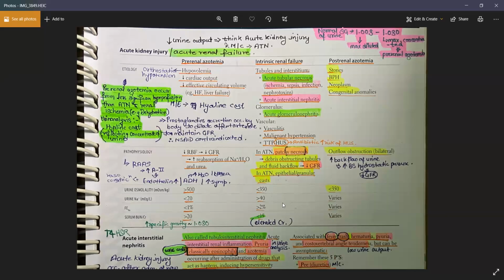Any doubt, please ask. No. Why, why is it... I don't understand how you're getting specific gravity for intrinsic renal failure. I thought... What is the meaning of this specific gravity?